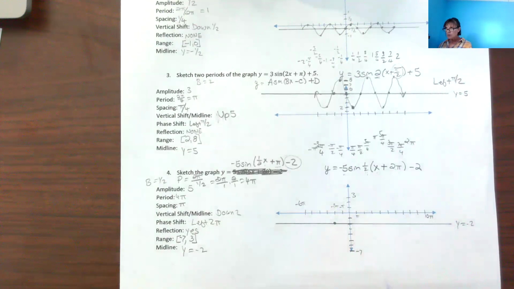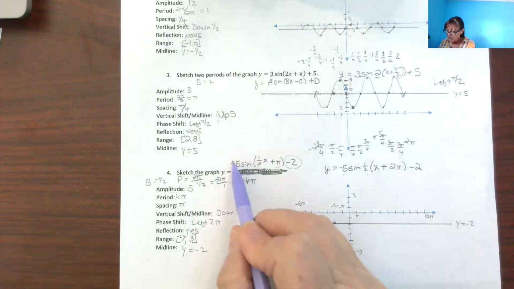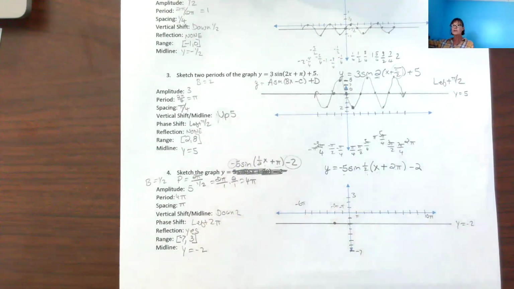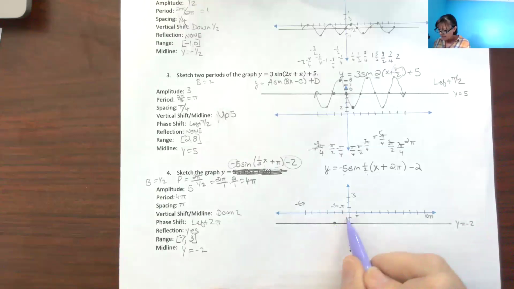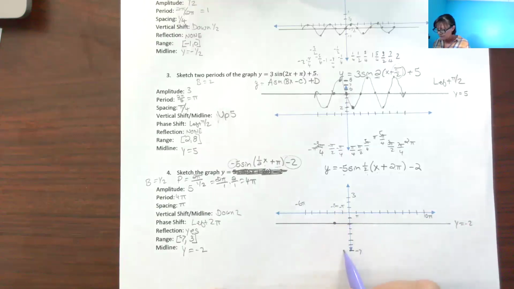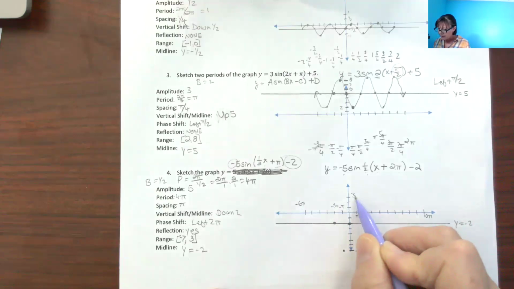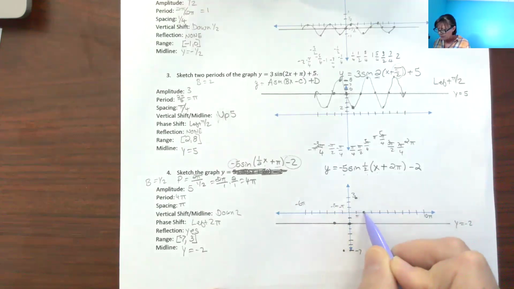And then the pattern goes: middle, high, middle, low, high, middle, high, middle, low, middle. But because it's reflected, we don't move up first, we move down first. So it goes middle, and then the next move is low. So at -pi, we're down here at -7. And then we're at middle, and then we're at high, and then we're at middle.